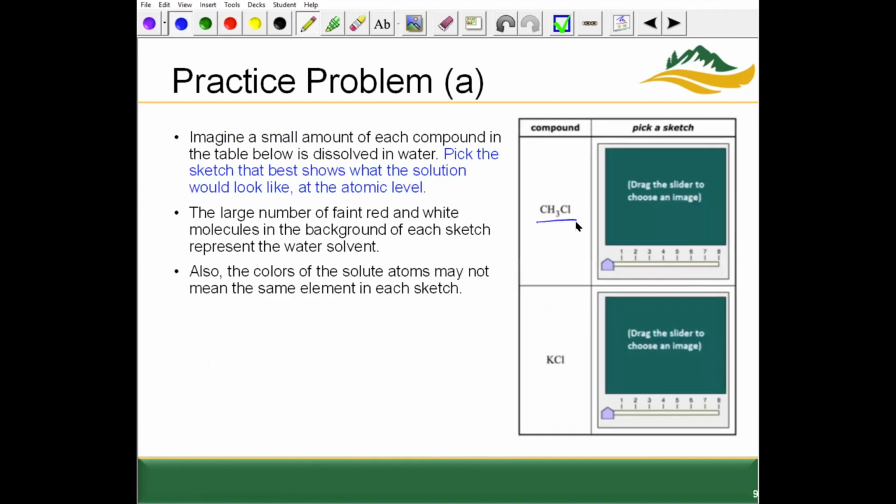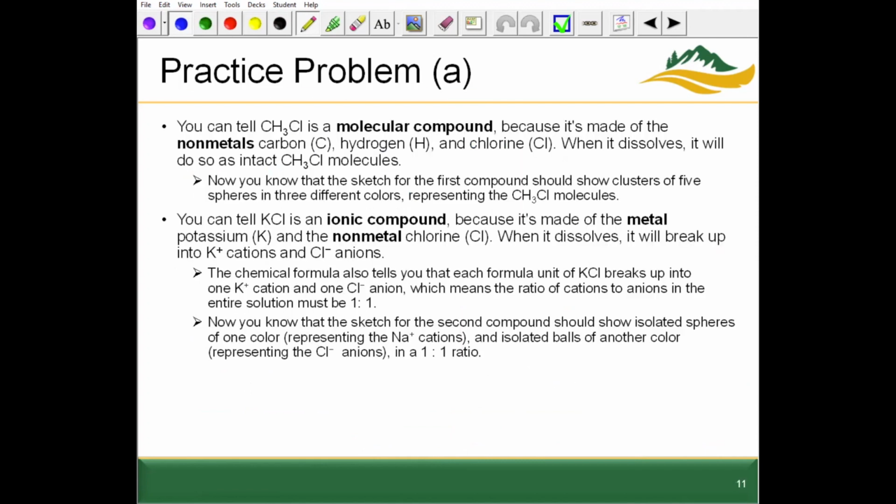So for our two compounds we have CH3Cl and KCl. Let's talk about KCl first. KCl is an ionic compound, right? We notice that this is an alkali metal, which will form K+ ions. This is a halogen, so it will form Cl- or chloride anions. With a metal and a nonmetal, this is definitely an ionic compound, and because of that, it will break up into K+ cations and Cl- anions.